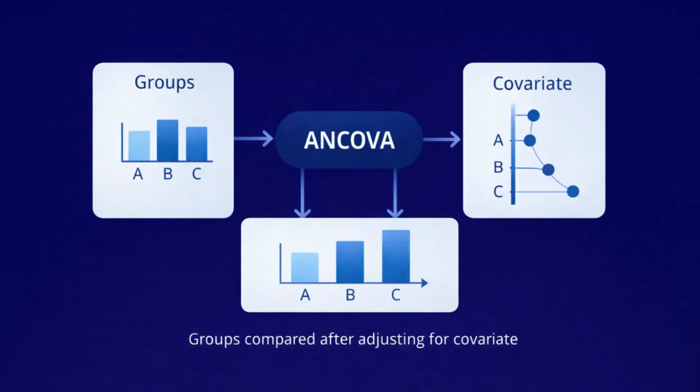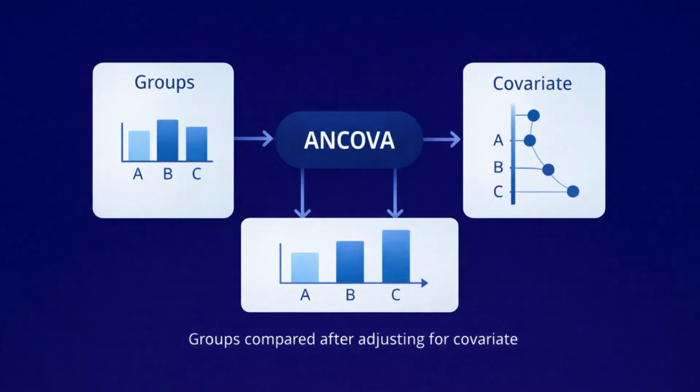A covariate is a numeric variable that is related to the outcome and may differ across groups, such as a pretest score, prior achievement, baseline motivation, or previous GPA. The covariate is not the main focus of the research question. It is included to clean up the group comparison, not to explain the outcome by itself.